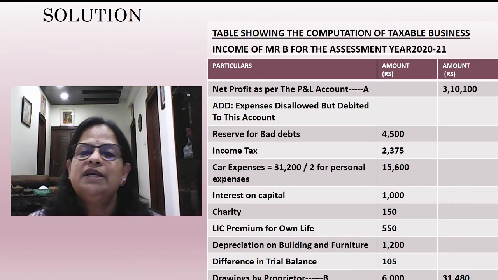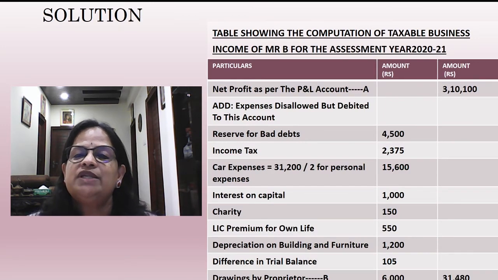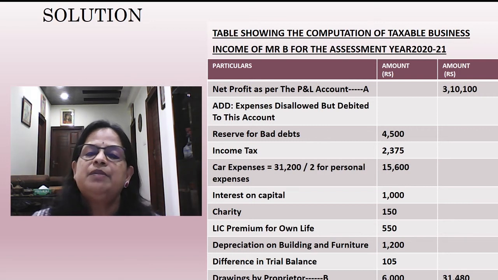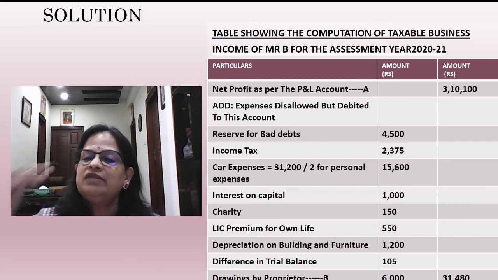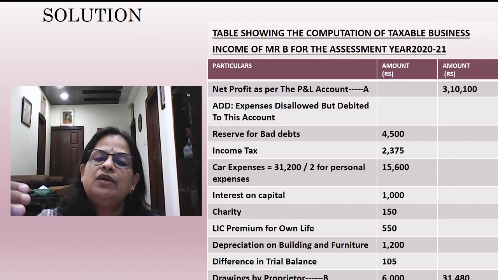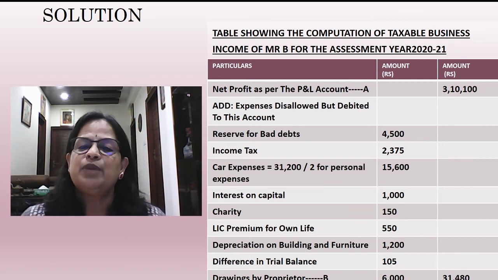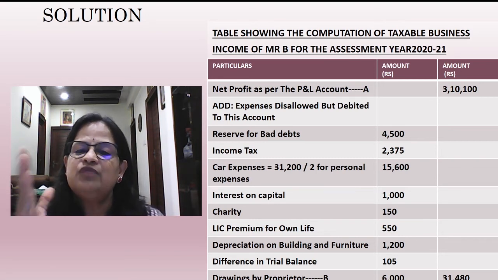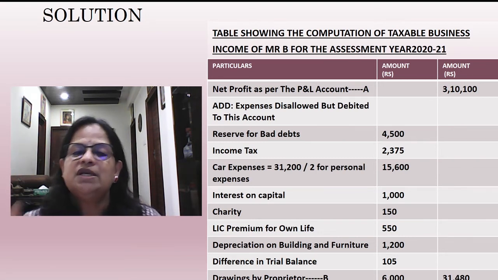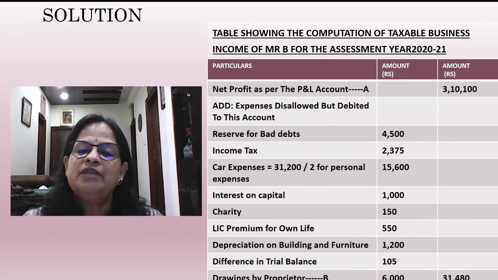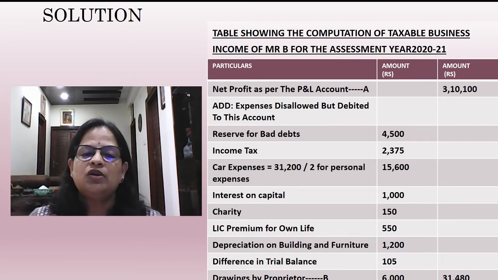Now we will do this table showing the computation of taxable business income of Mr. B for the assessment year 2021. Net profit as per the profit and loss account 3,10,100. It's given in the profit and loss account. Expenses disallowed but debited to this account. Reserve for bad debts. Appropriation of profit not allowed. Income tax not allowed. Car expenses 50% is for personal expenses. So 31,200 divided by 2, 15,600 not allowed.